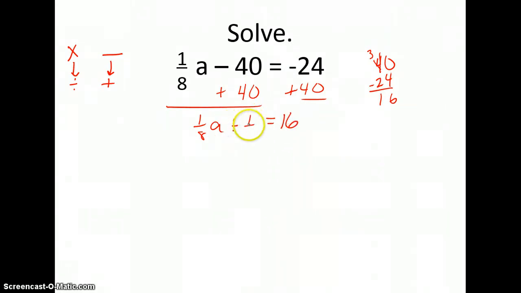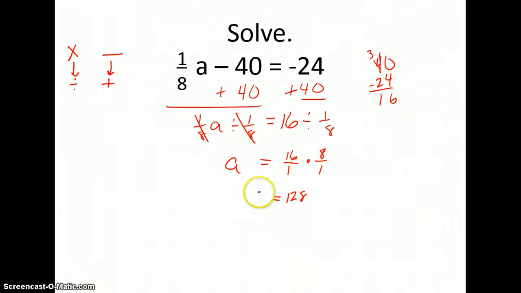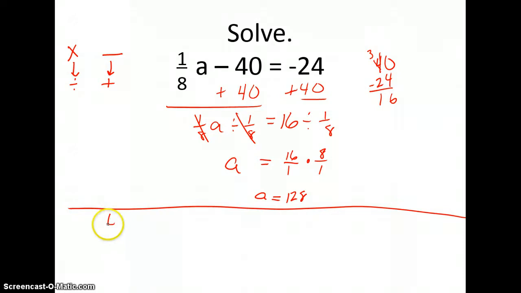Now I need to divide by 1/8 on both sides, which will cancel out these 1/8 and leave me with a equals, and when I multiply fractions, I need to keep the first, change the division to multiplication, and flip the second fraction. So I actually have to think, what's 16 times 8? And that is 128 over 1 times 1 is 1, so I can leave that. a equals 128. Let's check it.